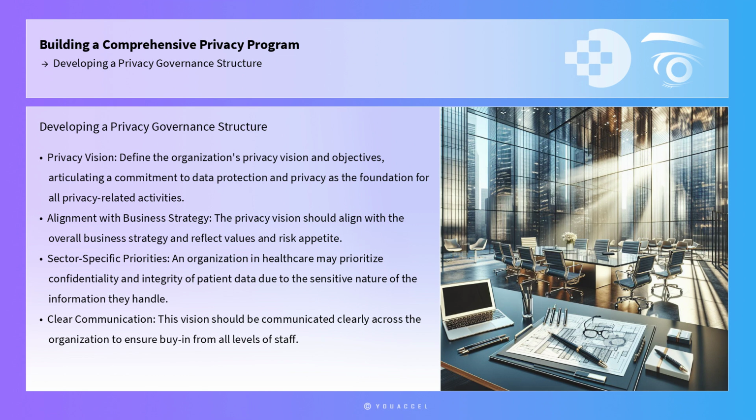The first step in developing a privacy governance structure is to define the organization's privacy vision and objectives. This involves articulating the organization's commitment to data protection and privacy, which serves as the foundation for all subsequent privacy-related activities. The privacy vision should align with the overall business strategy and reflect the organization's values and risk appetite.